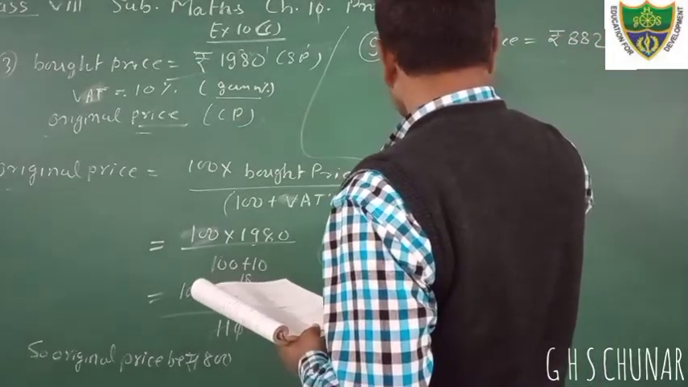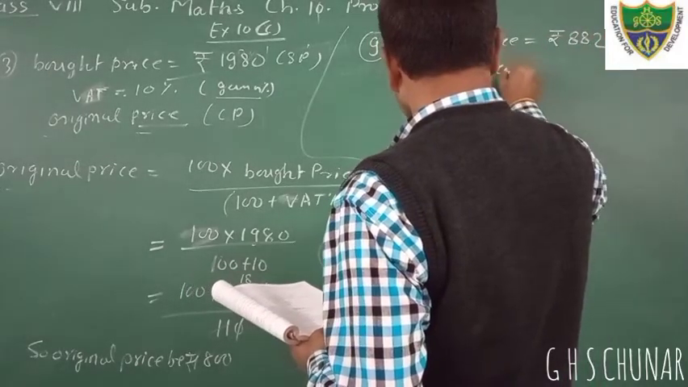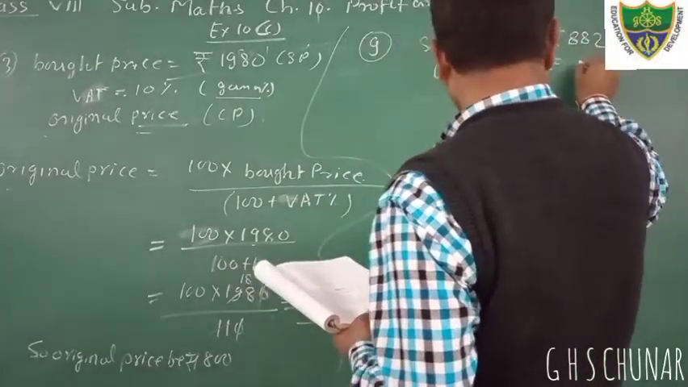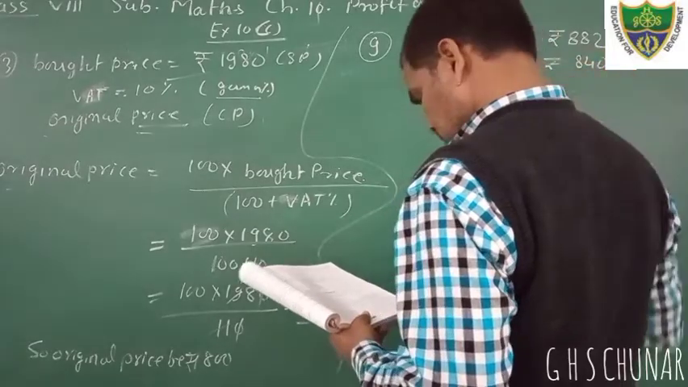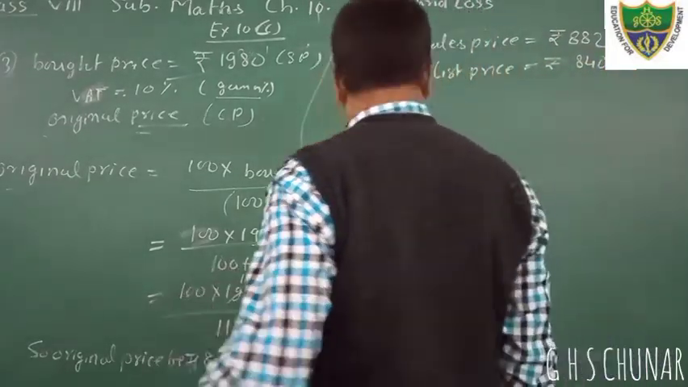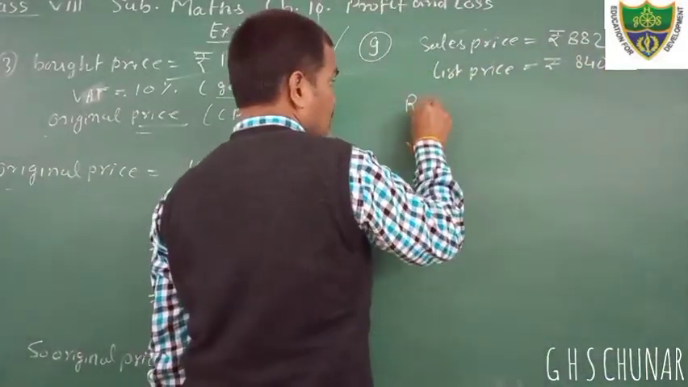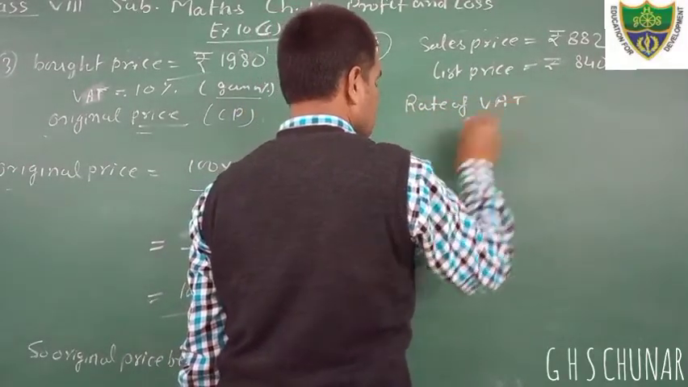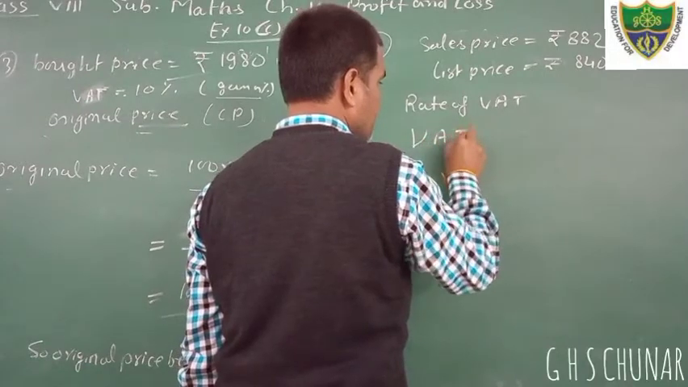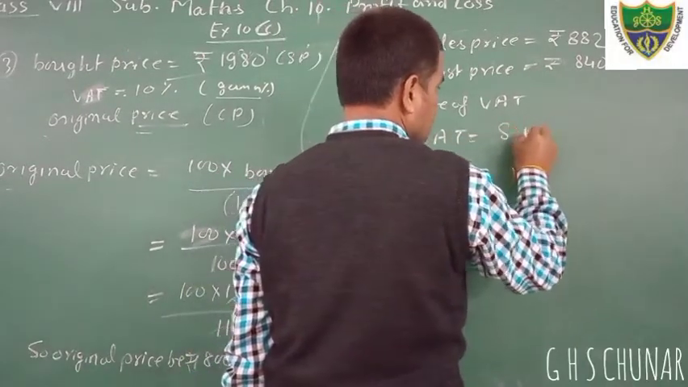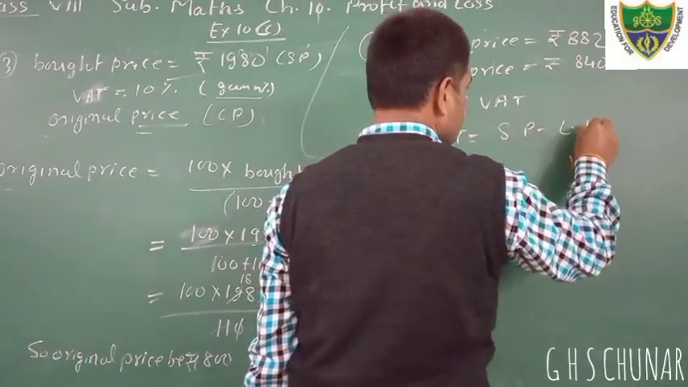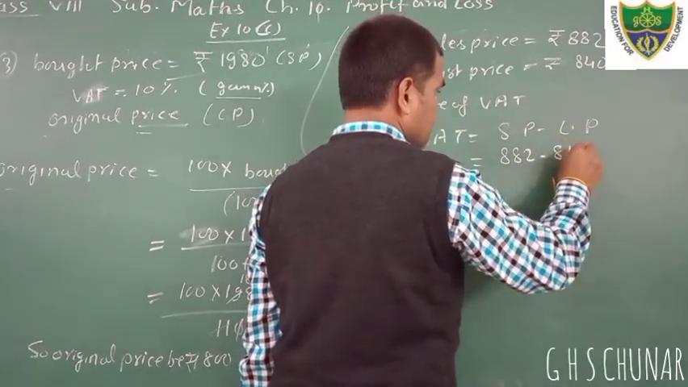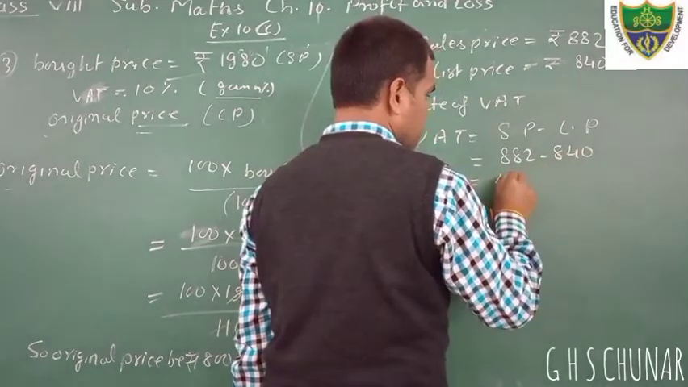List price, that is rupees 840. Find the rate of VAT. Now, what will be the VAT? That is sell price minus list price, that is 882 minus 840, that is 42.